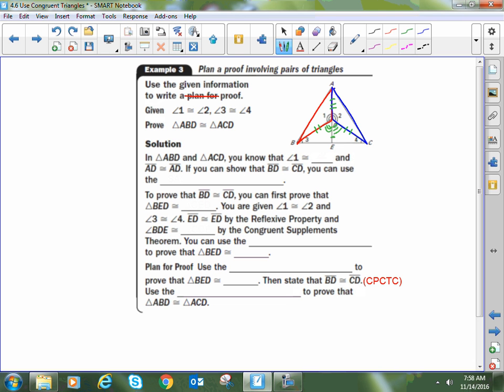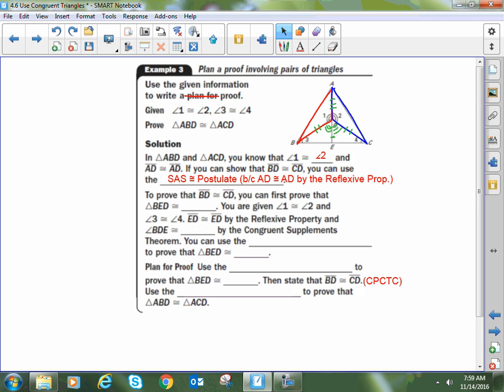Here they're giving us a convenient paragraph proof where all we have to fill in is the blanks. So again, we know angle 1 and angle 2 are the same, and if we can show the triangles are congruent, we can use that to show that BD and CD are going to be the same. If you can show that BD and CD are the same, then the side angle side postulate will help us. And that's what I said at the end.